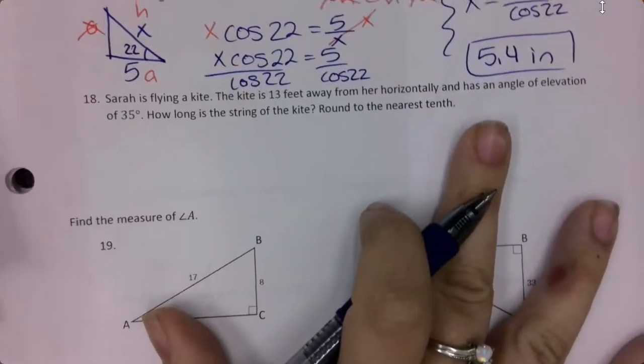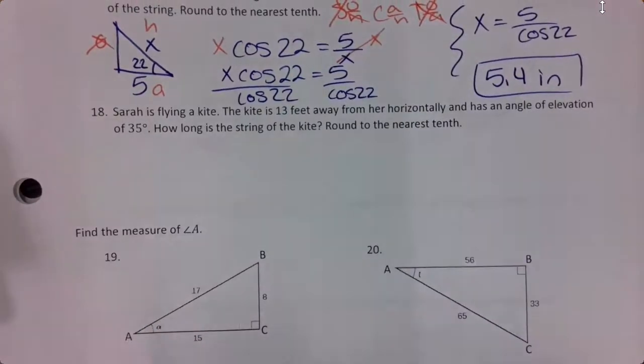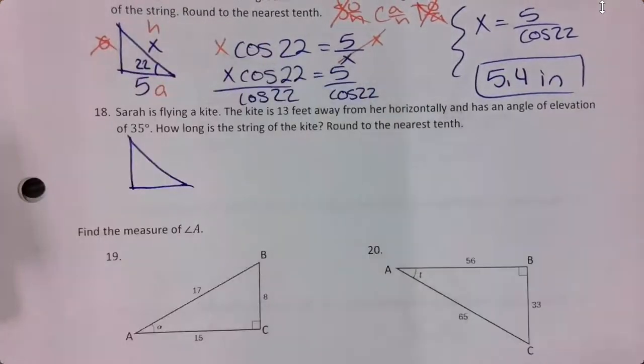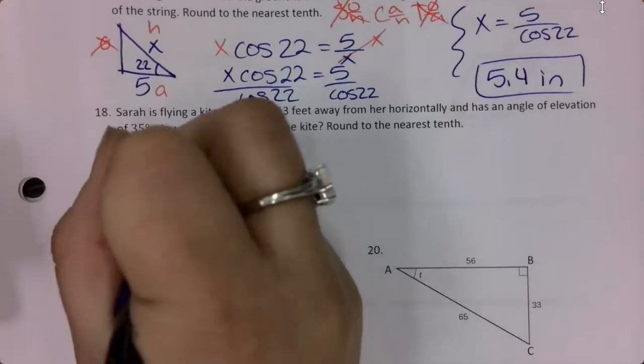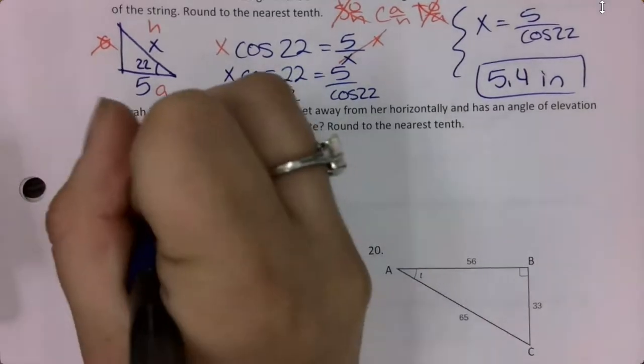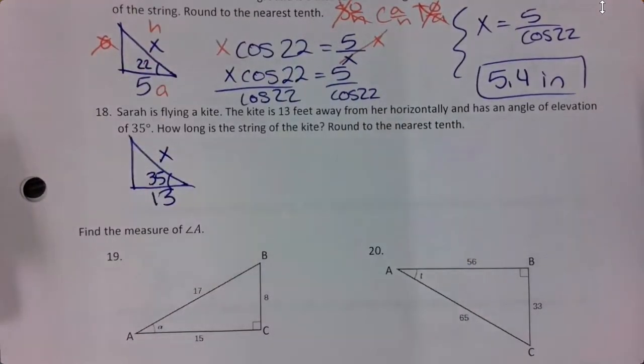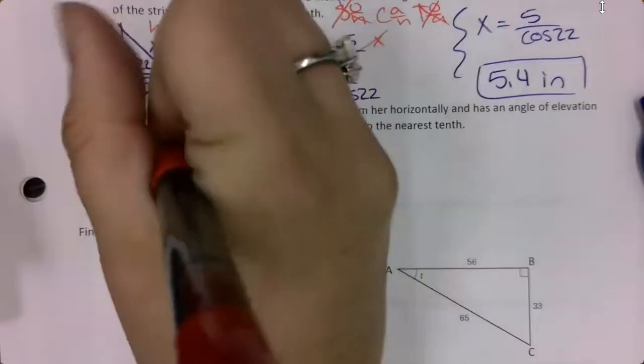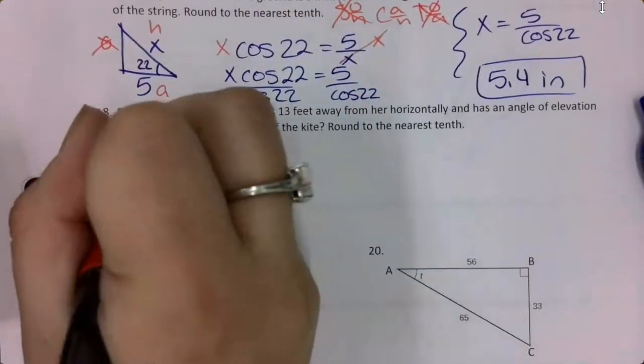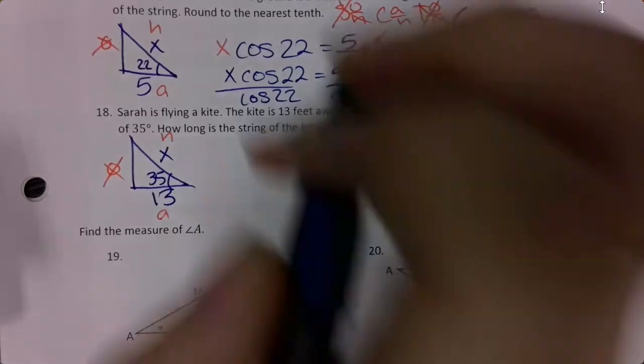Okay. This next one tells me that she is flying a kite. The kite is 13 feet away from her horizontally, and it has an angle of elevation of 35. What is the length of the string of the kite? So again, it kind of looks like the same as above. I have my adjacent, I have my hypotenuse, I don't care about my opposite, so this is going to be, again, cosine.